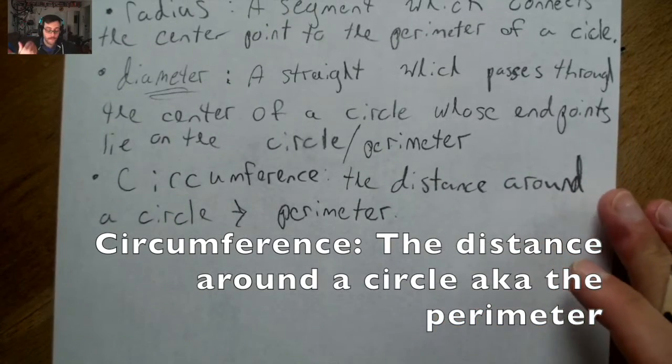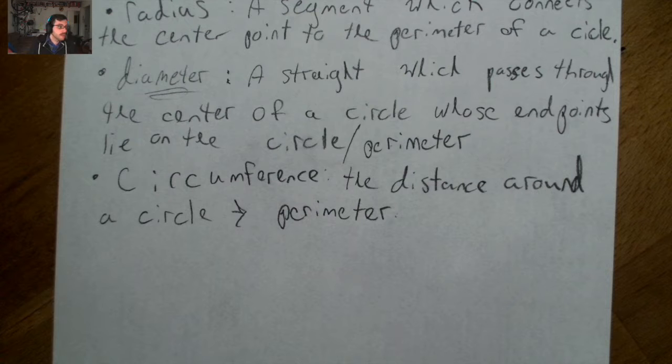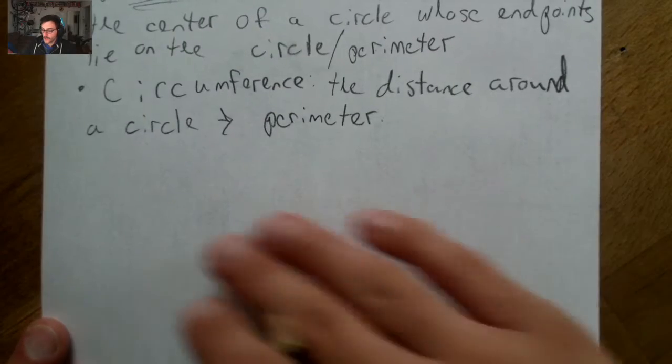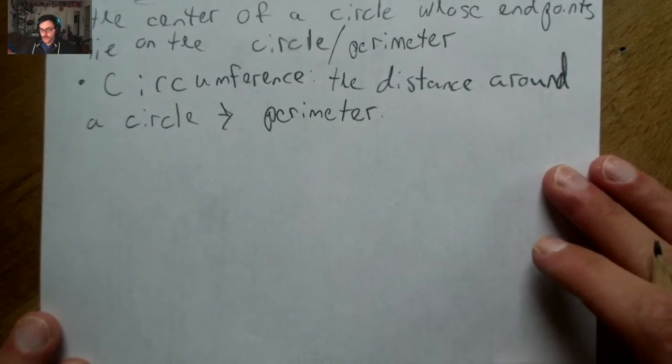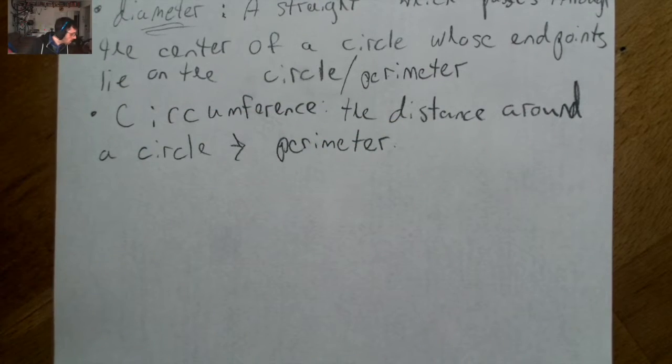All right, so next thing that we're going to do is describe these in an actual visual example. So what we're going to do here is I want you to take your compass if you got it, and we're just going to draw a circle. The measurement is up to you.